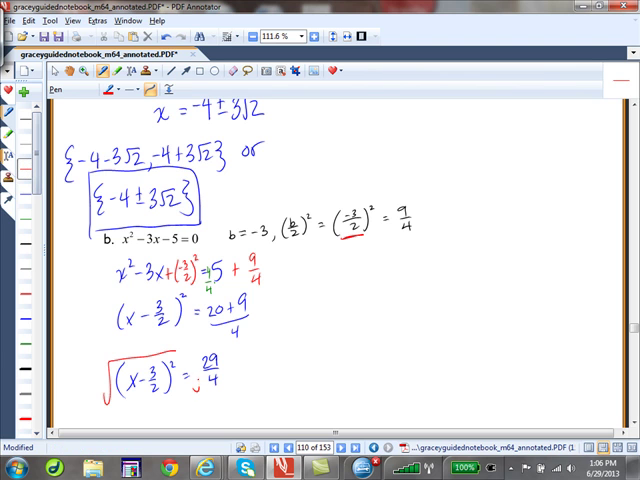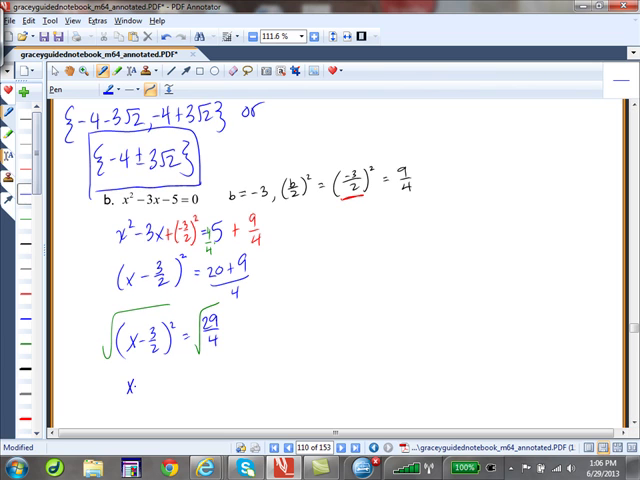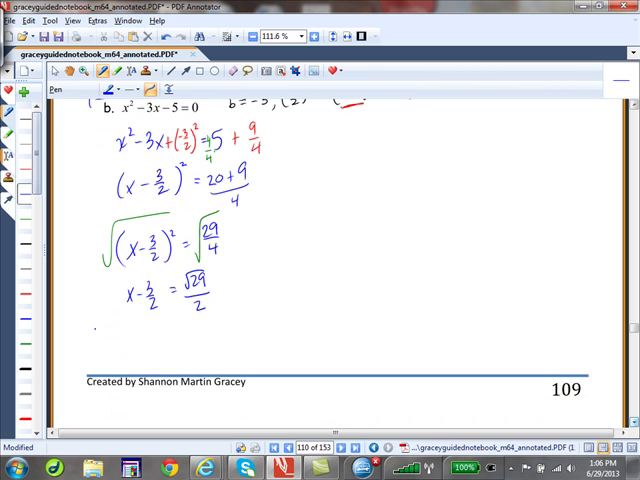Square root both sides. We get x minus 3/2 is equal to the square root of 29 over 2. So if you can simplify a radical, you need to go ahead and do that. So isolating x, x will be 3/2. And that was still plus or minus, my bad. Plus or minus the square root of 29 over 2.